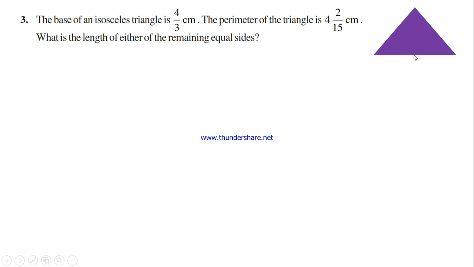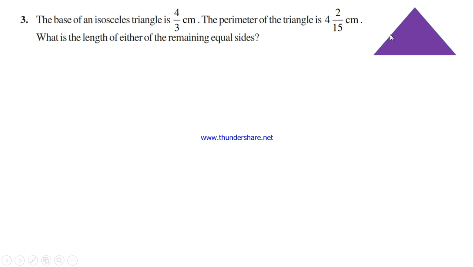In an isosceles triangle, isosceles means any two of its sides are equal. So in this triangle, this side and this side are equal. If these two sides are equal, the non-equal side is called the base. Now the base of an isosceles triangle is 4 by 3 centimeter. So what is the length of this base, children? 4 by 3 centimeter. What about the equal sides? That we don't know.